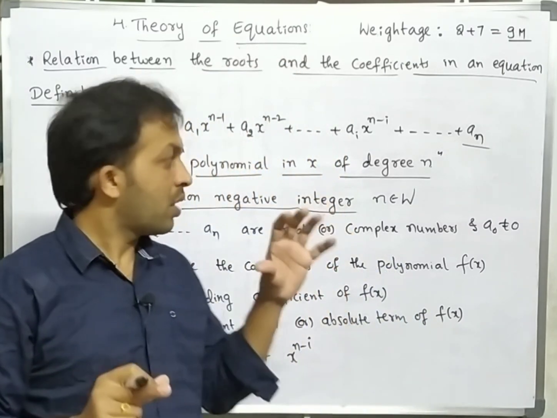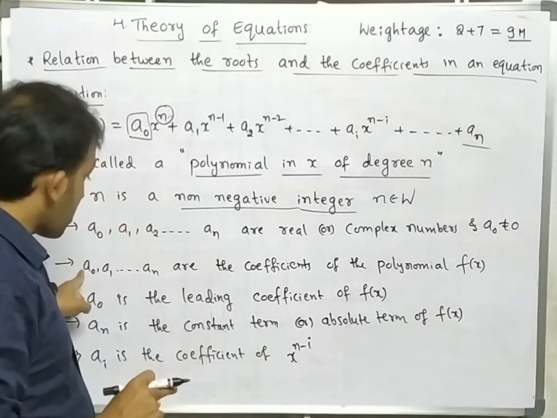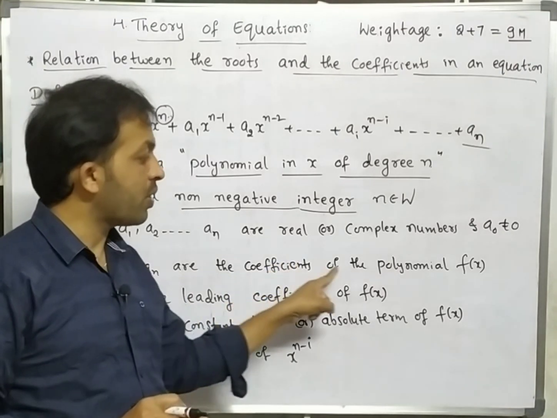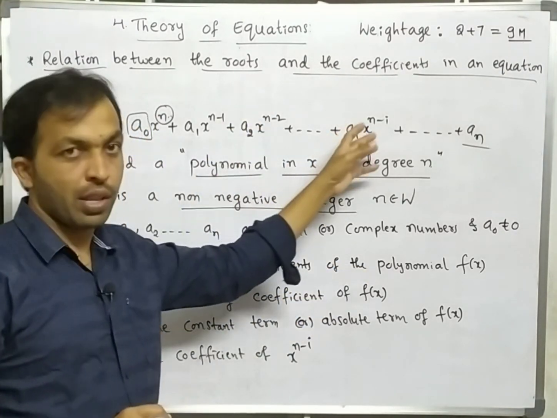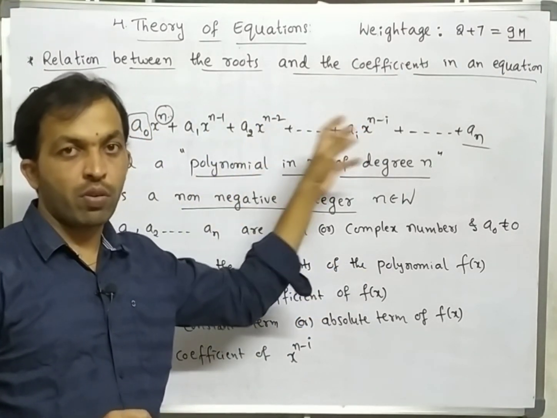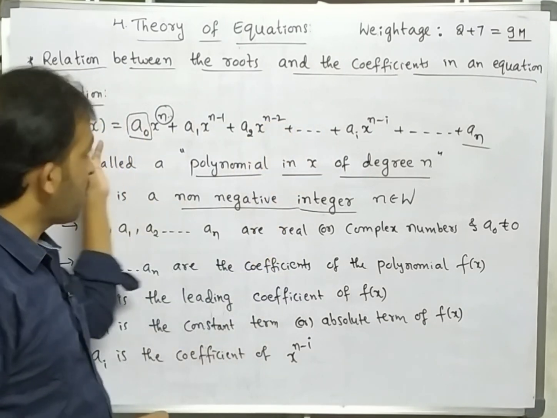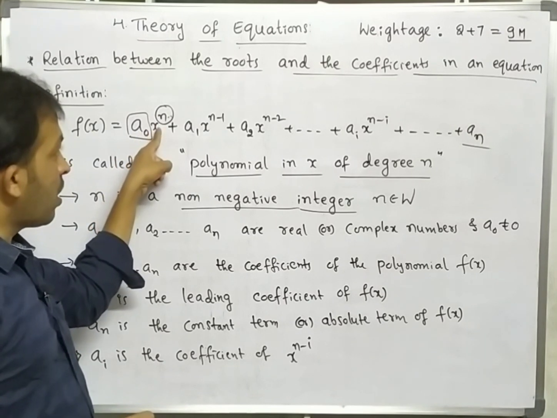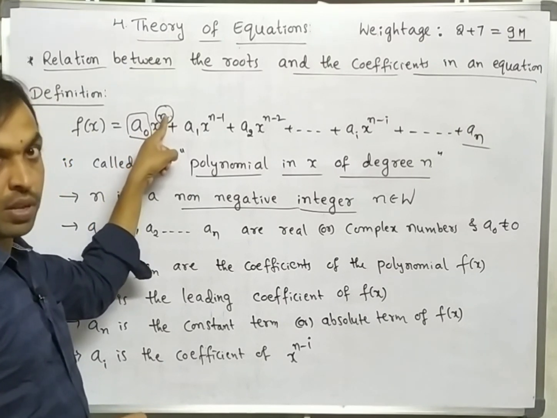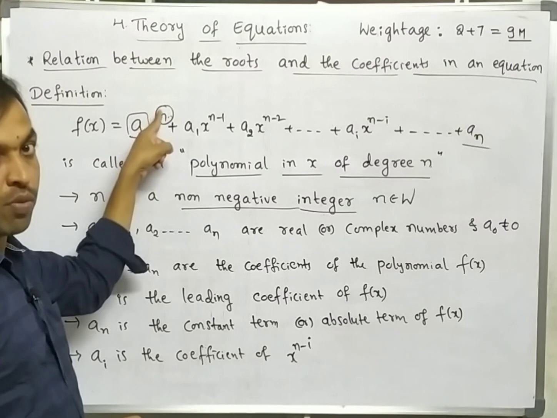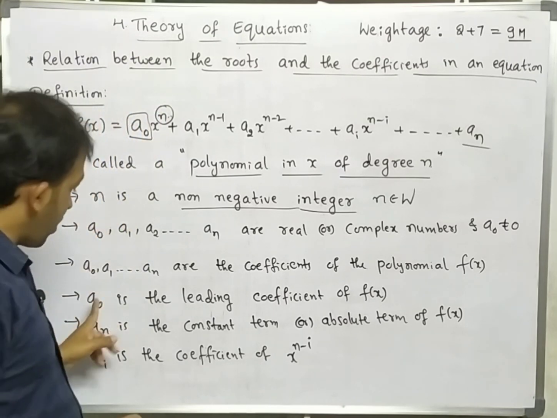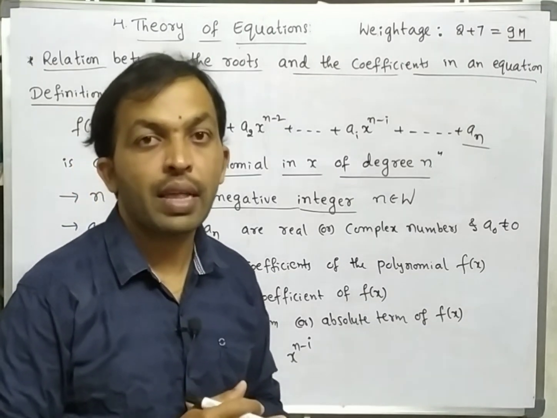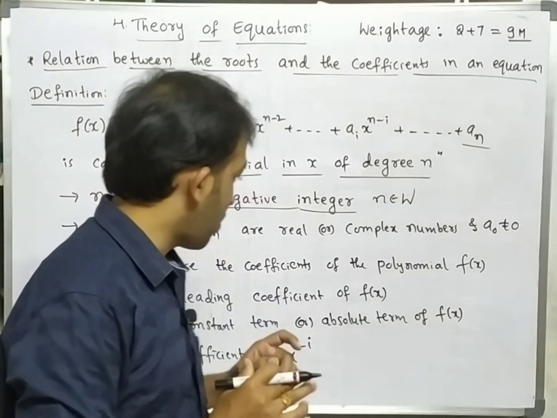Learn carefully. Next, these a0, a1, a2, an are called the coefficients of the polynomial. These are the coefficients: x coefficient, x square coefficient, x cube coefficient, like that, of the polynomial f of x. Next, here the highest power is called the degree. The coefficient of x to the power n is a0. So this a0 is the leading coefficient of f of x.